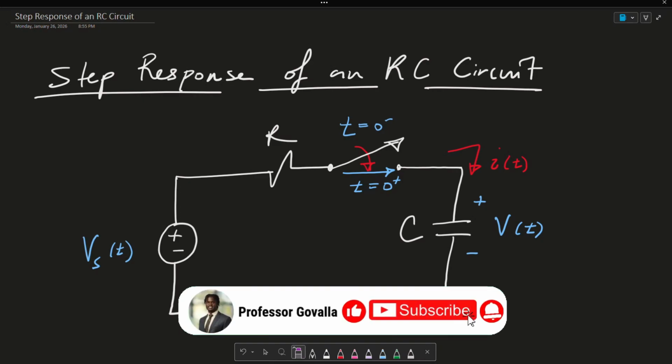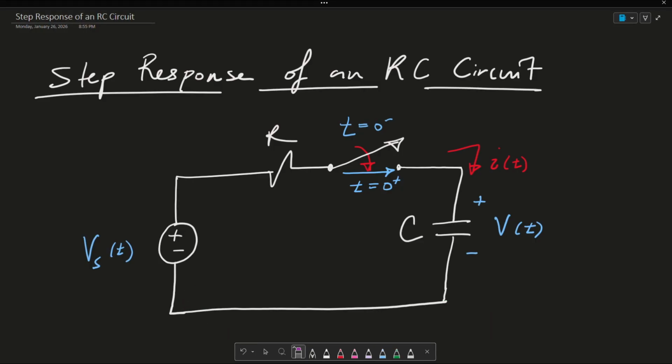My name is Professor Govala, and today I'm going to be talking to you about the step response of an RC circuit, which is located to the left here. Essentially what we want to do is analyze the circuit for two cases, where case one is when t is less than 0, or when the switch here is open, and case number two is when t is greater than 0, or in this case, when the switch is closed.